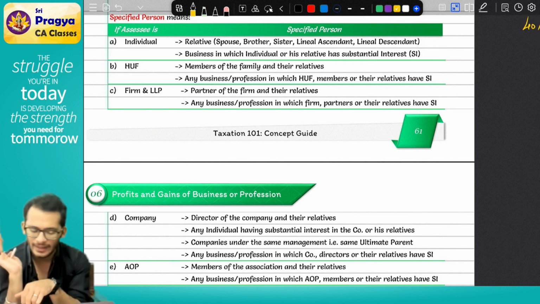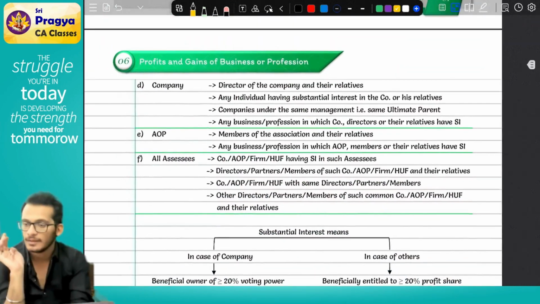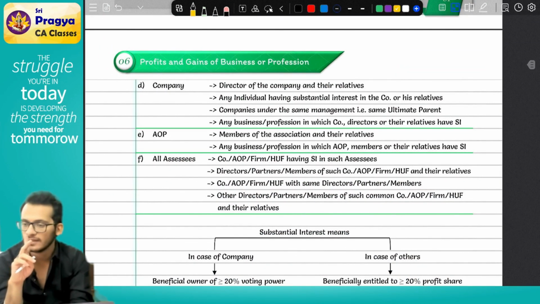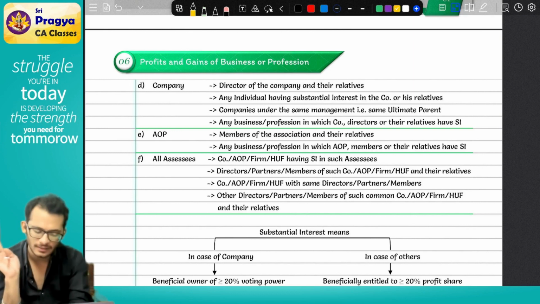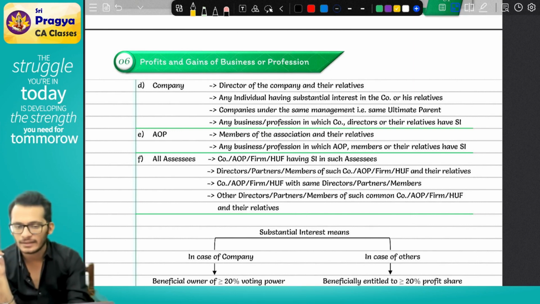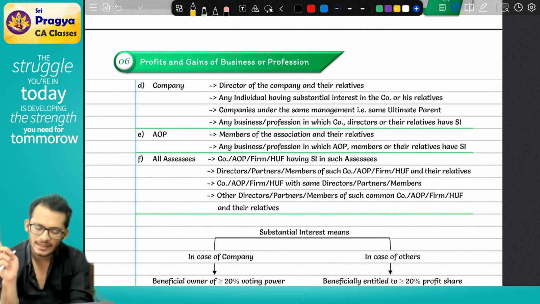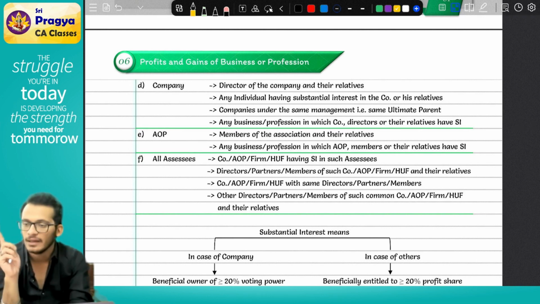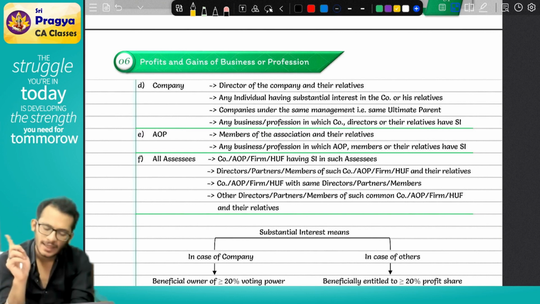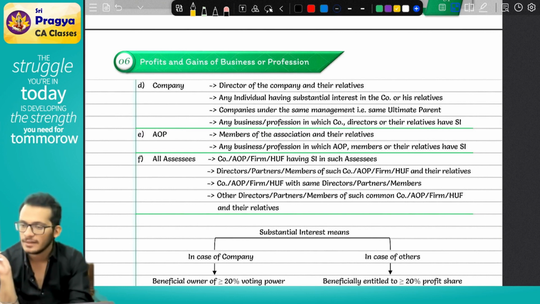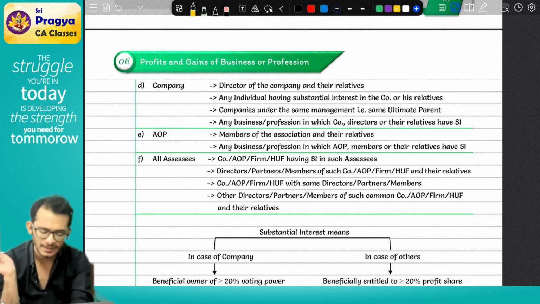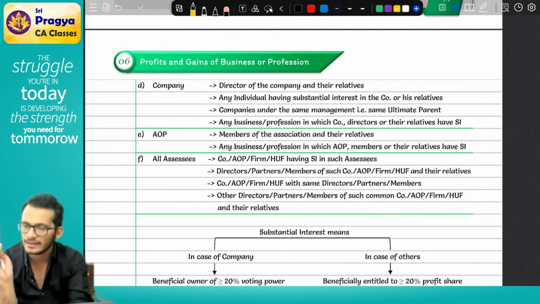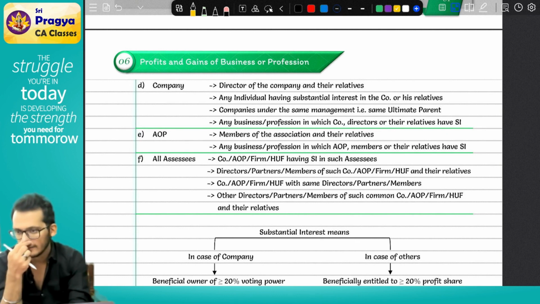Yes or no? For directors, company changes a little bit. I'm now not just covering owners, I'm also covering directors. So for a company, it is directors. Then any kind of individual who has substantial interest in the company along with his relatives, meaning shareholders. Then any companies under the same management, which means fellow subsidiary, like siblings. Then any business or profession in which directors or their relatives have substantial interest.